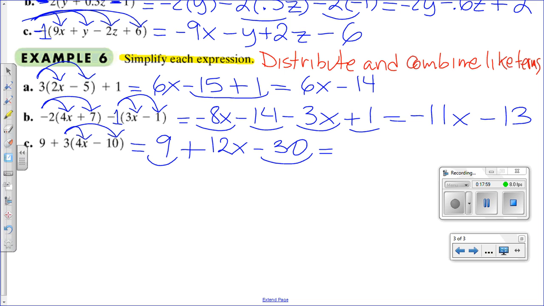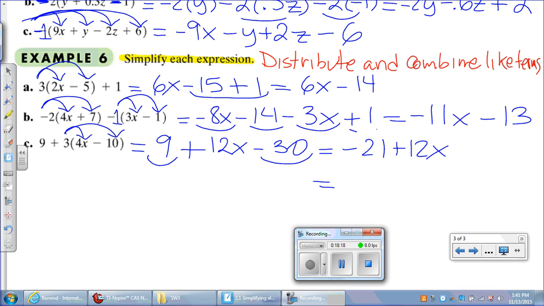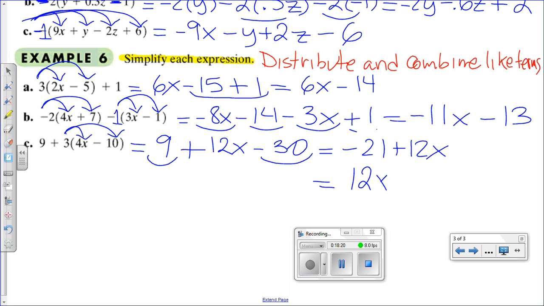And so that will be -21. No, I'm sorry, -21 plus 12x. And if we want to write it in descending order, remember the highest power first. It will be positive 12x minus 21.